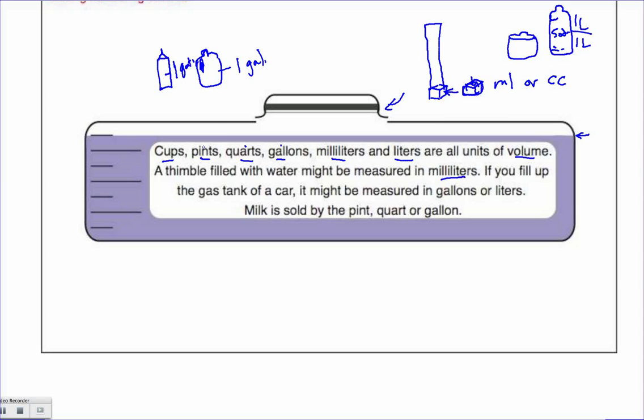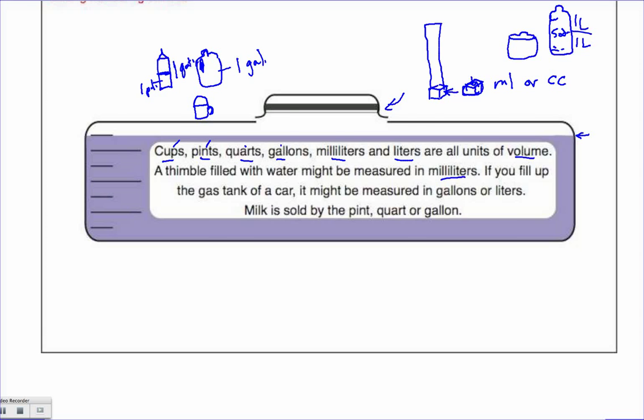pints. Pints are equal to 2 cups. A cup, you guys drink about a cup of milk at lunchtime that they give you. And if you put 2 of those together, you get a pint. 2 cups is equal to a pint. And a pint is about a half of a quart, I believe. So that's 1 pint. All right, moving on.